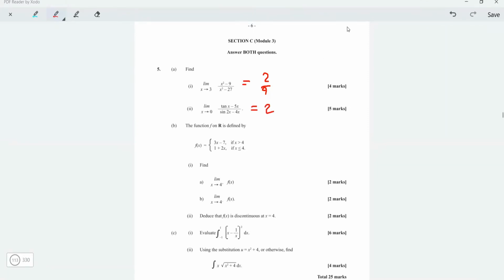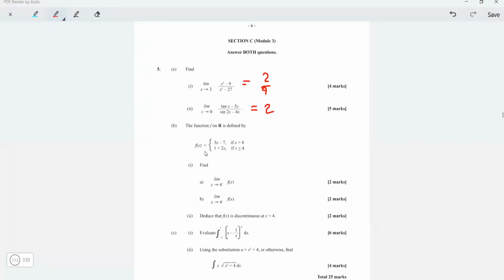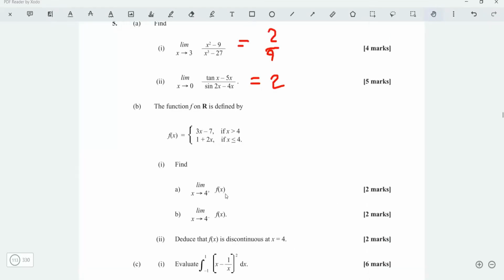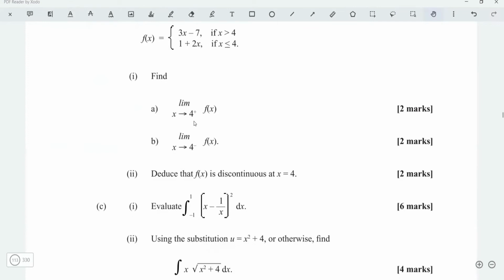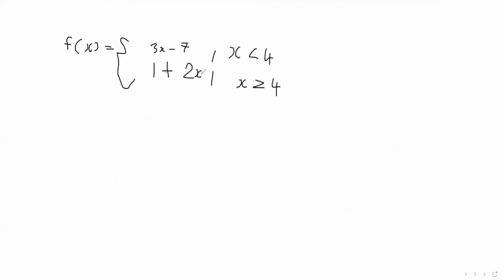Alright, nice. Now continuing, this is our function f of x. Find the limit as x approaches 4 from the right hand side. When it's a plus, they're talking about the right hand side. So find the limit as x approaches 4 from the right hand side. From the right hand side, we'll plug in x as 4. That is the bigger part.